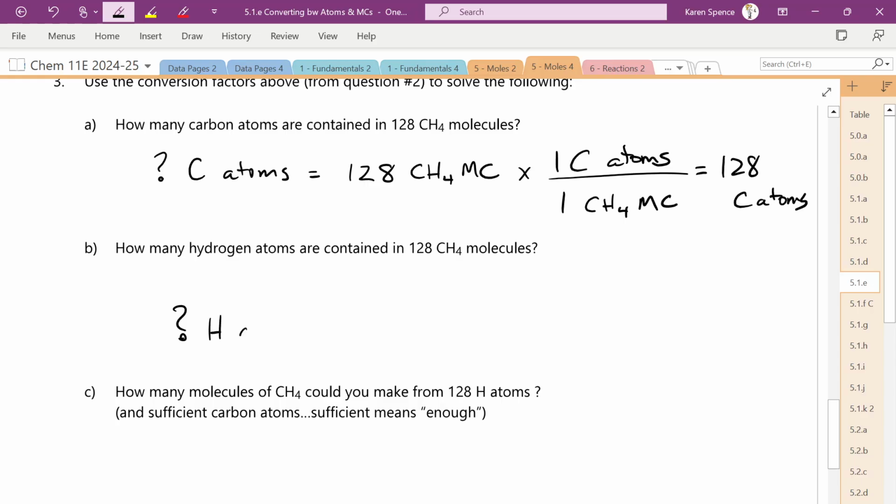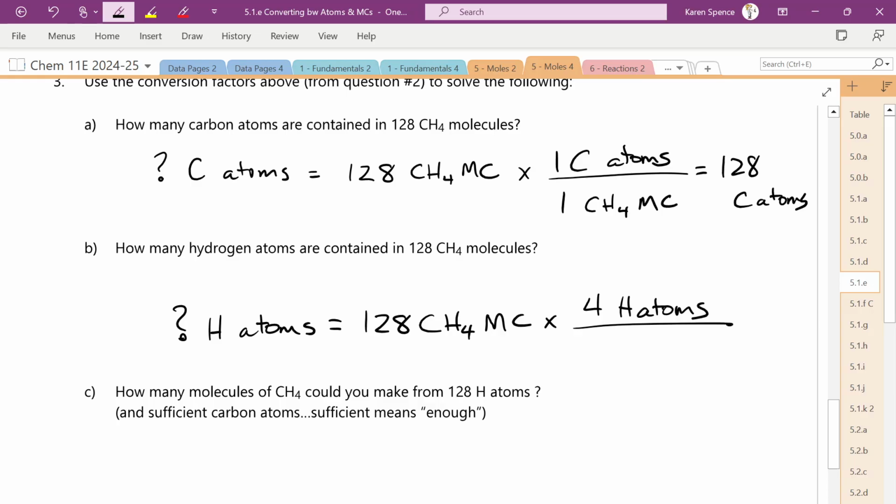How many hydrogen atoms are contained in 128 CH4 molecules? Well, there's 4 hydrogen atoms in every 1 CH4 molecule. I think that gives us 512, doesn't it? Yeah. I did them all in powers of 2 so that it would be easy to remember them.